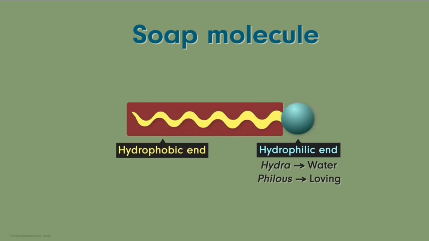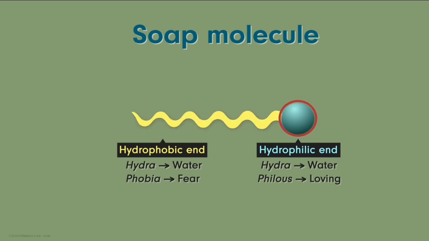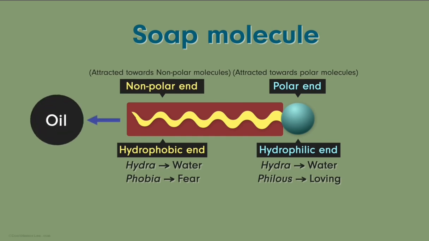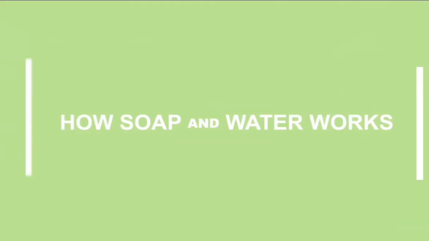And the other part, the tail, which is made up of hydrocarbons, is the hydrophobic end, which means the group that fears being with water. So it is the portion that tries to stay away from water. Hence, the hydrophilic part gets attached to water, a polar molecule, and is called the polar end. The other region is called the non-polar end, and it gets attached to non-polar molecules like grease or oil.